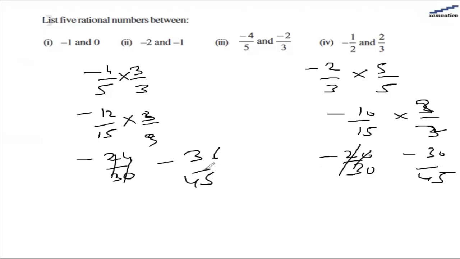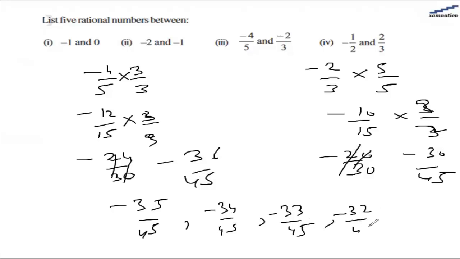Now we need to find five numbers in between these two endpoints, -36 by 45 and -30 by 45. So that will be -35 by 45, -34 by 45, -33 by 45, -32 by 45, and -31 by 45. So this way we can find the rational numbers in between these two endpoints.